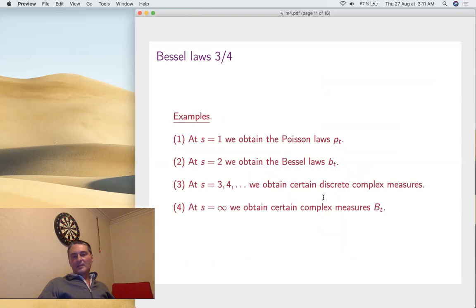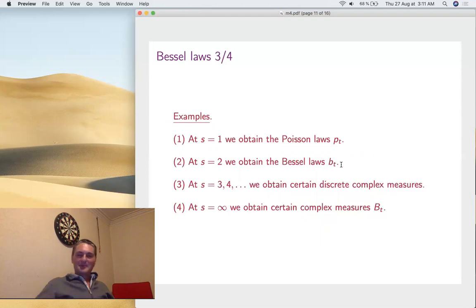So these are called Bessel laws. Example, S is 1 is Poisson, S is 2 is the Bessel from the hyperoctahedral group. S is 3, 4, we obtain certain discrete measures in the complex plane, and no surprise, this will be the measure for HNS. I'll show it in a second. For S is infinity, we obtain a certain measure, let's call them BT with capital B.